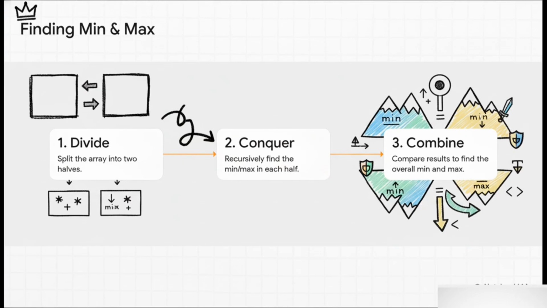It's the exact same pattern. First, you divide. You split the list right down the middle. Then, you conquer each half by finding the minimum and maximum value inside of it. Finally, you combine the results.